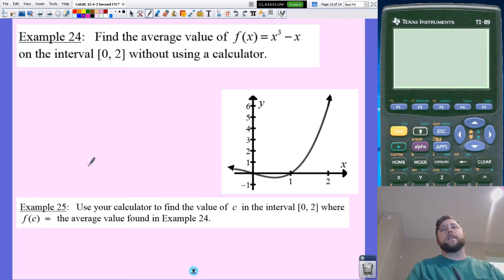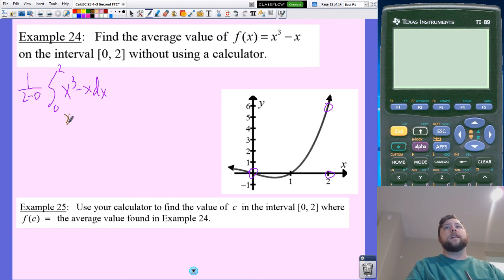So let's take an example. Here's the function x cubed minus x. From the interval 0 to 2, we want to find the average value, which is like the average y value. So I'm going to integrate x cubed minus x dx, from 0 to 2. And you also want to multiply it by 1 over the difference, b minus a, so 2 minus 0. That'll just be 1/2.